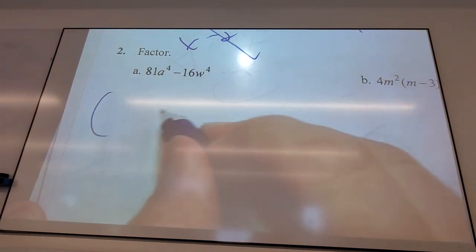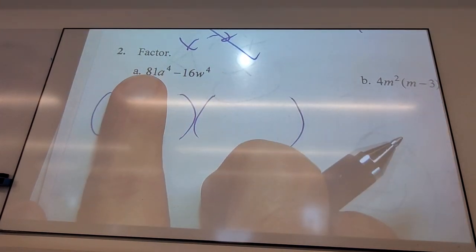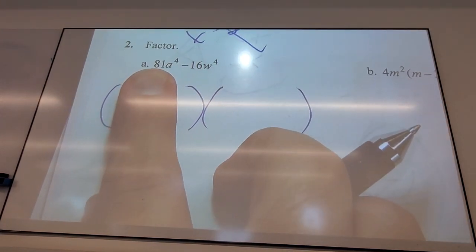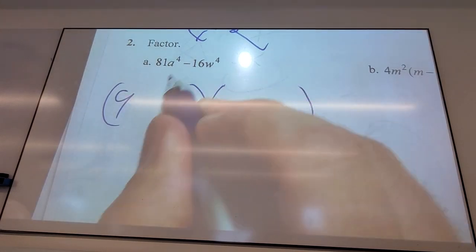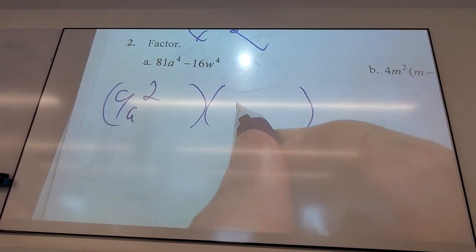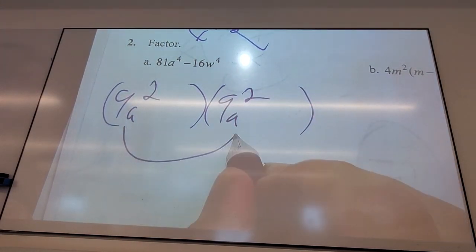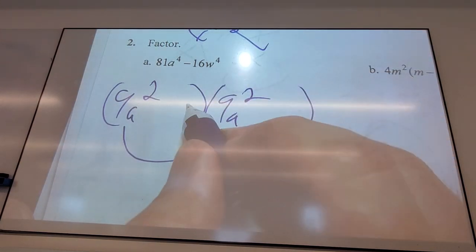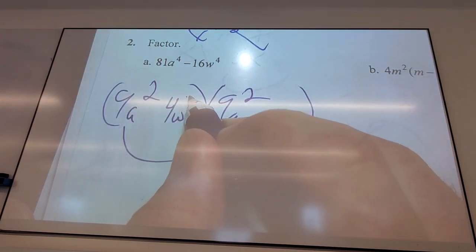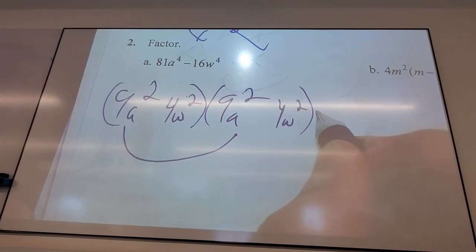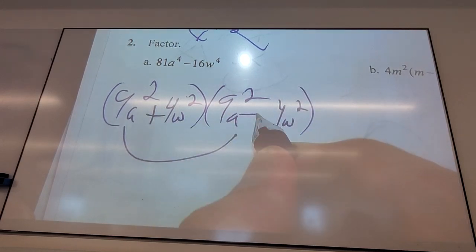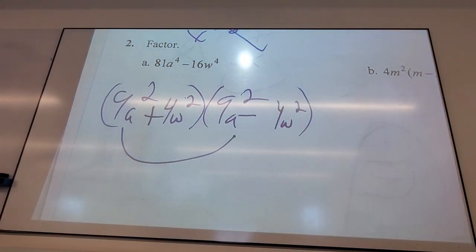So what's half of 81 multiplicatively? 9. And then a to the 4th? So if I put one over there, I just made 81 a to the 4th, yes? Same thing with 16w4, so it'll be 4w squared, 4w squared. And if I put plus minus, that's what makes me have no middle term. Now am I done? No.